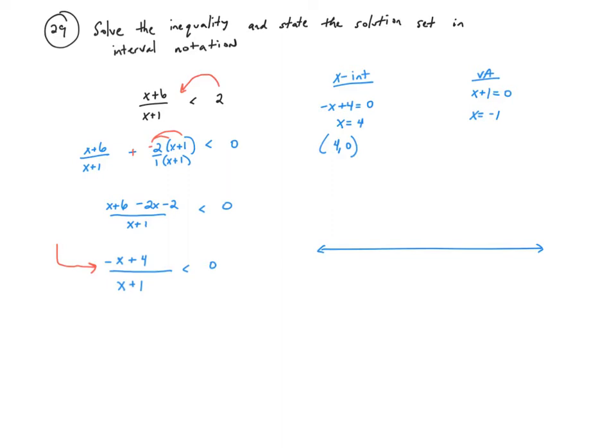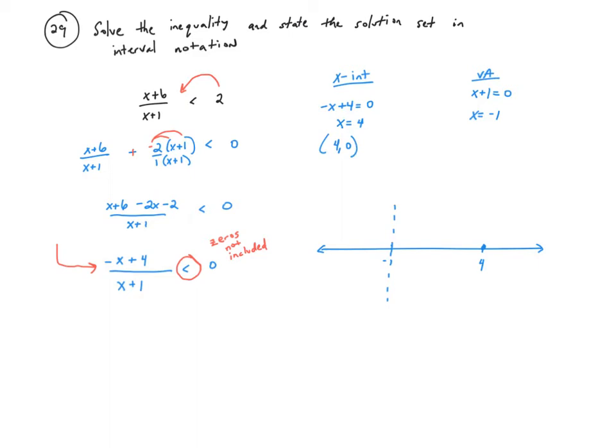Now it's time to build our test intervals. Something important happens at negative 1, something important happens at 4. At negative 1 we get a vertical asymptote, and at 4 we get a 0. Remember that in our solution set we are not including the zeros. In each interval we'll pick a test value to evaluate our function.